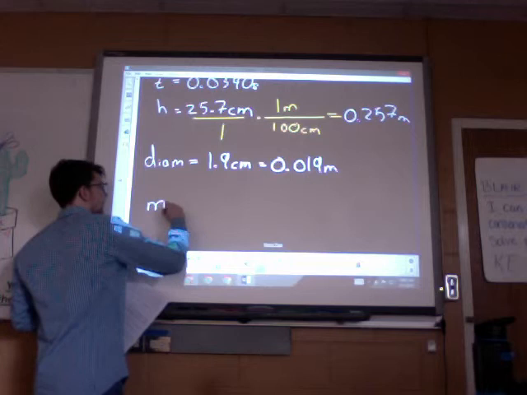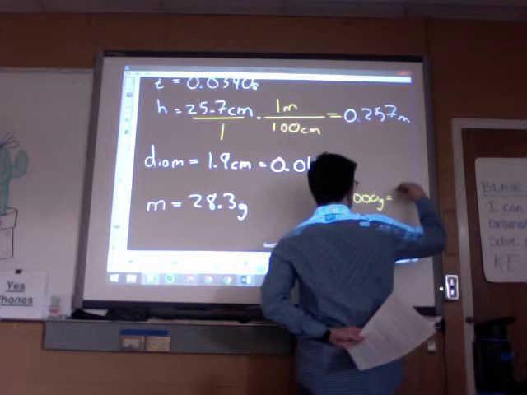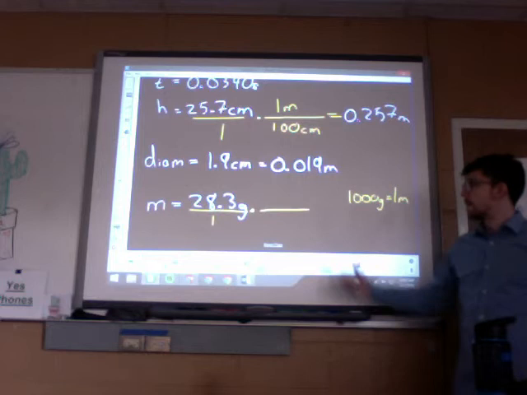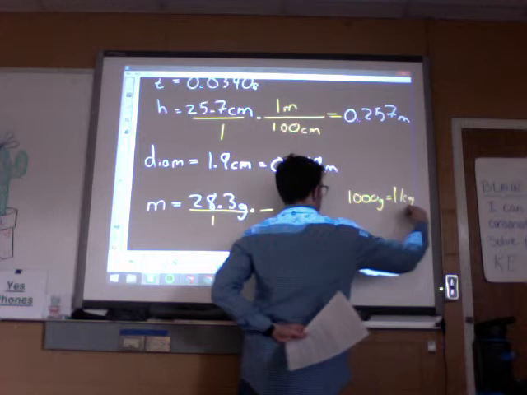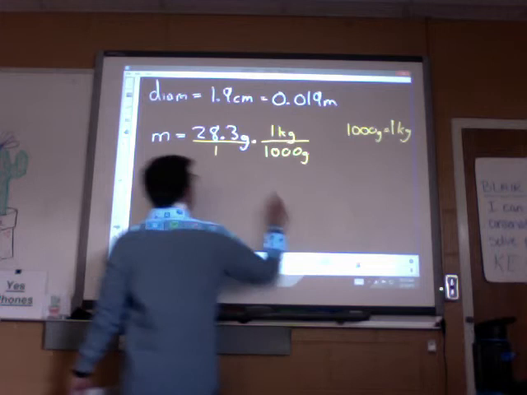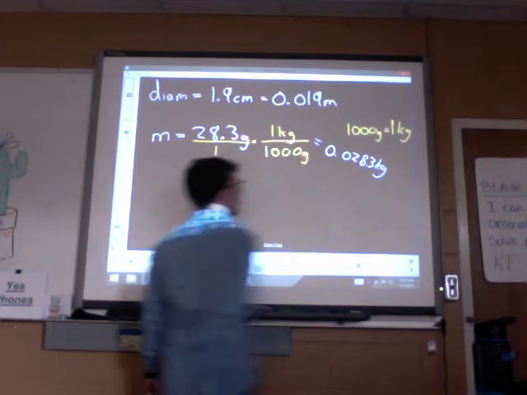The last conversion is this: 28.3 grams. 1,000 grams is 1 kilogram. So what goes on the bottom? Oh, what am I saying? One kilogram. I'm just getting a little distracted because everyone's talking to one another. And so our mass would be 0.0283 kilograms.